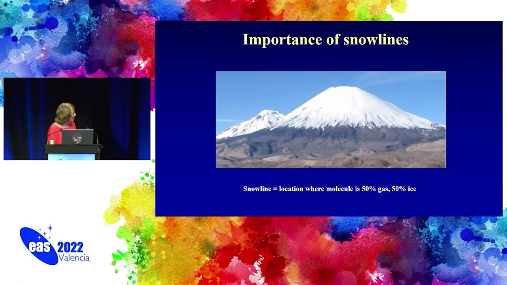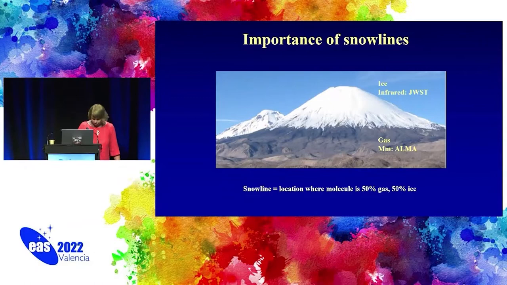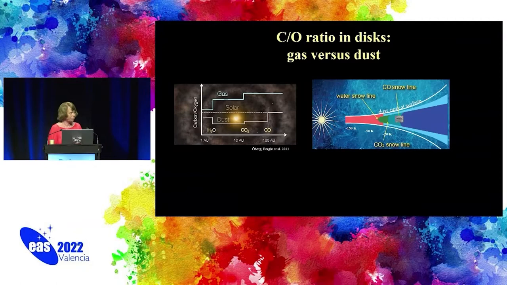This is where it is in the gas. That is what we observe in the millimeter with ALMA. But here it is in the ice, and that we observe in the infrared. Ice cannot rotate, but it can vibrate, so that brings us to the infrared. And that is exactly where JWST will come in.